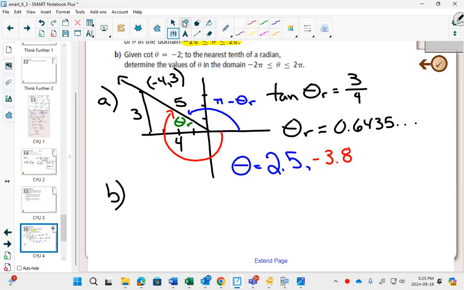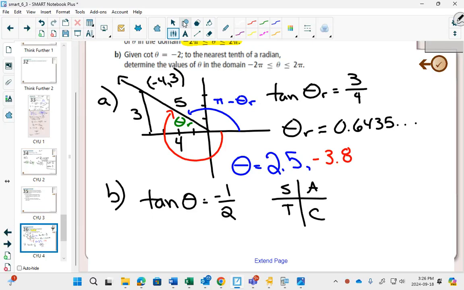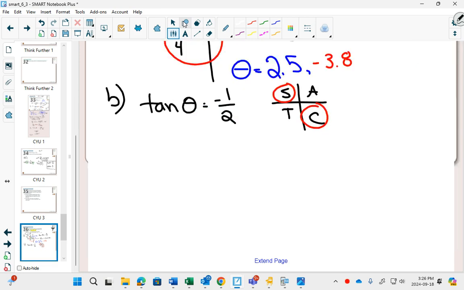Okay, part B. We're given that cotangent is -2. The first thing I'm going to do is take tangent and write the reciprocal. If cotangent is -2/1, then tangent of theta would be -1/2. I'm going to think about my CAST rule. CAST rule says where things are positive, tan is negative, so I know it's either here in quadrant 2 or quadrant 4.